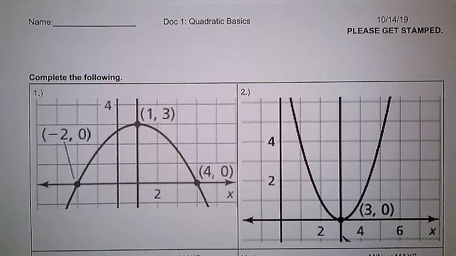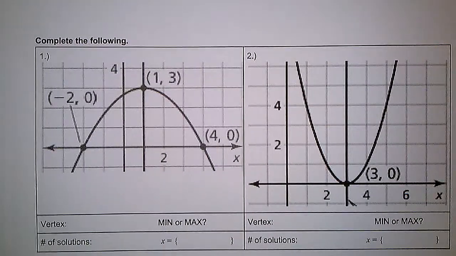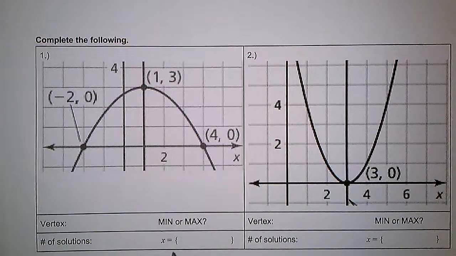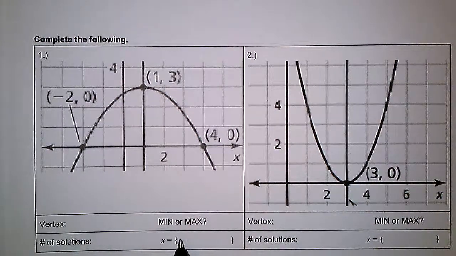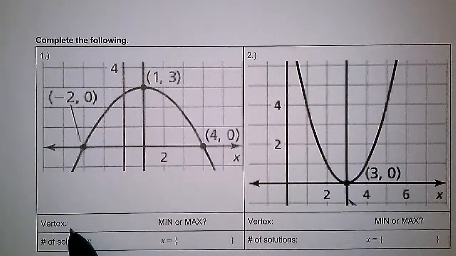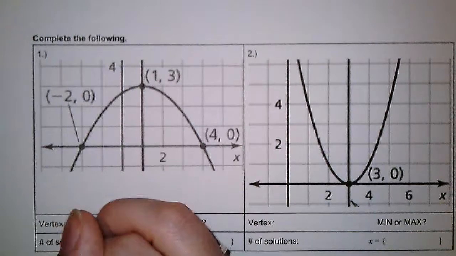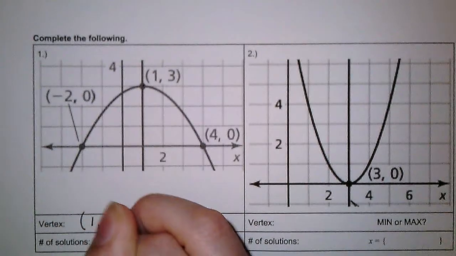So Doc 1 looks like this. And we're going to do number 1 together because I want to show you where I'm getting this information from. And I want to highlight a couple things about some new notation that you might see here. So complete the following. So our vertex, we see that right here. It's already labeled with a coordinate. A vertex is always a coordinate. It's always x, y, or in this case, we can think about it as h, k.